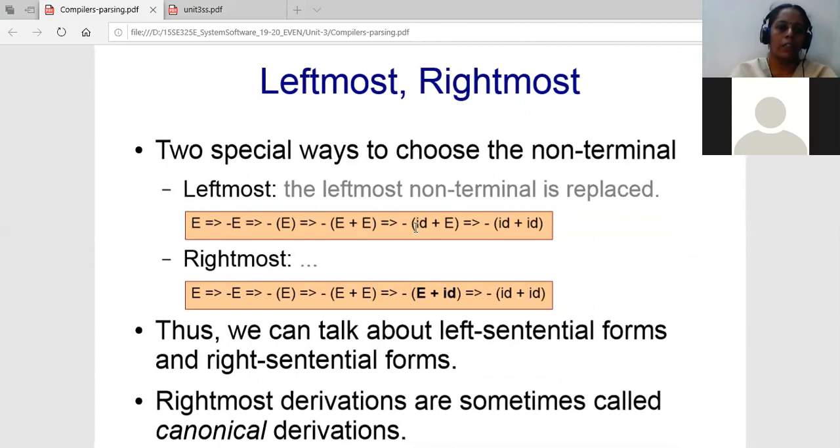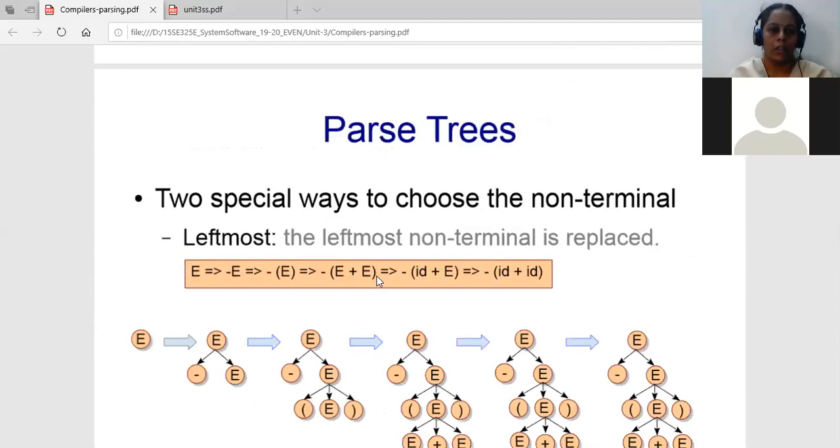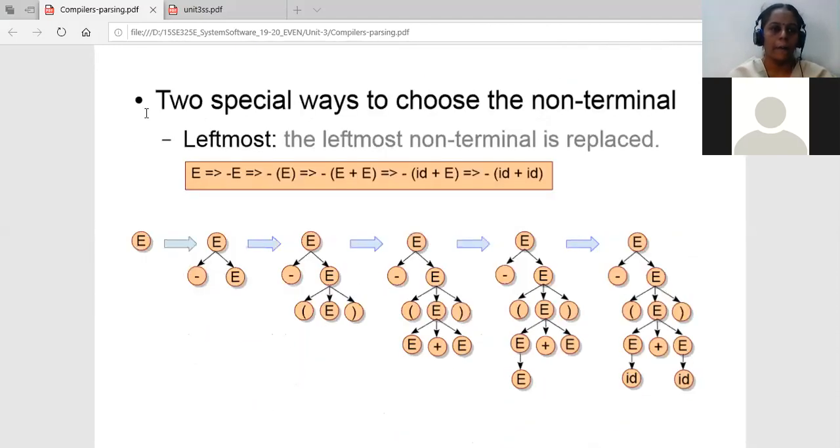Leftmost means in the parse tree, we have to complete the left side part first. So that diagram is also given here. For example, E, then we have replaced E with minus E. Okay, second one. Then third, we are replacing E with the bracket, left and right bracket. And then E will be replaced with E plus E. So that also we have replaced.